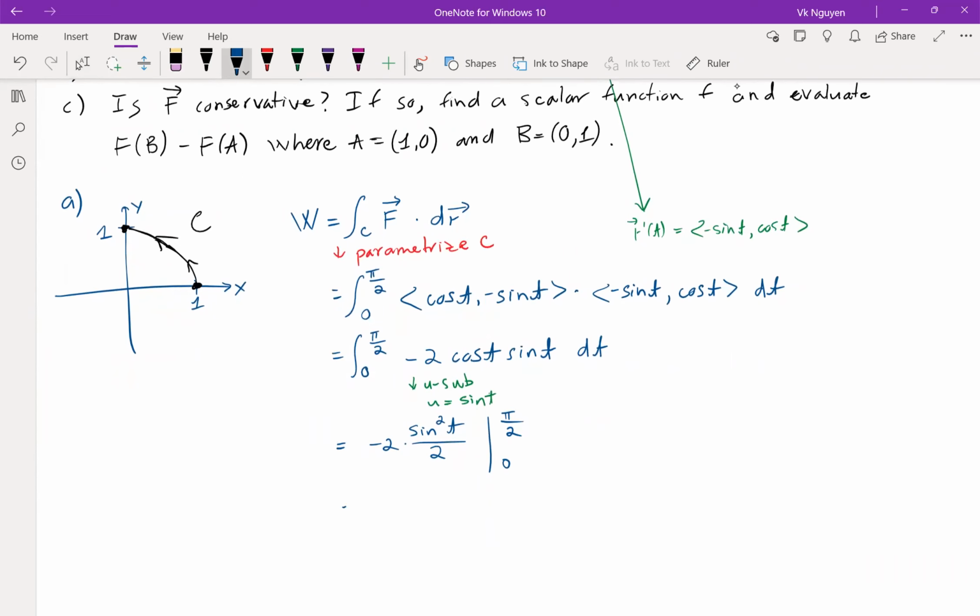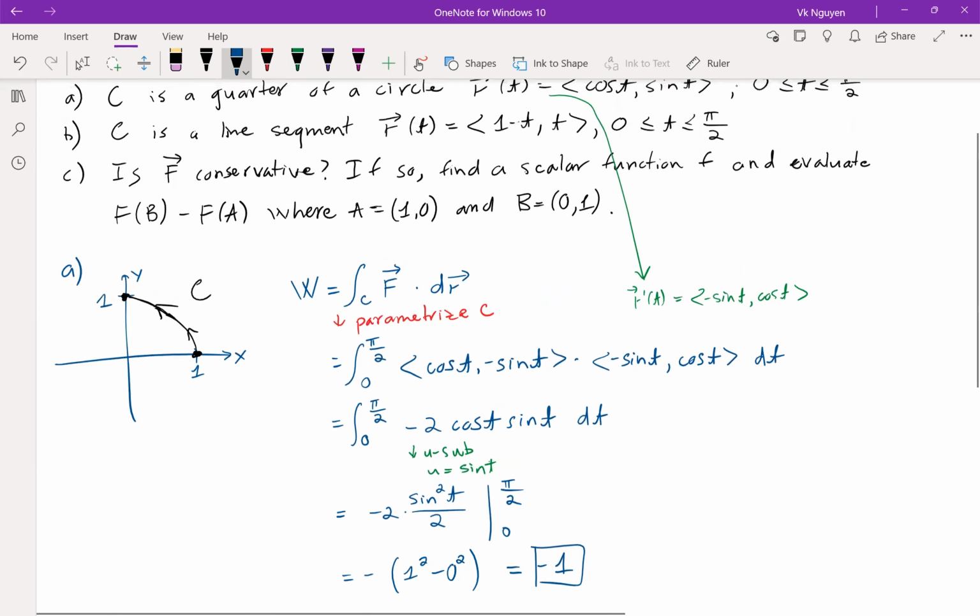Okay, what do we have here? Sine of pi over 2 is going to be 1, and then 1 squared minus 0 squared, so it's negative 1. So that's A.